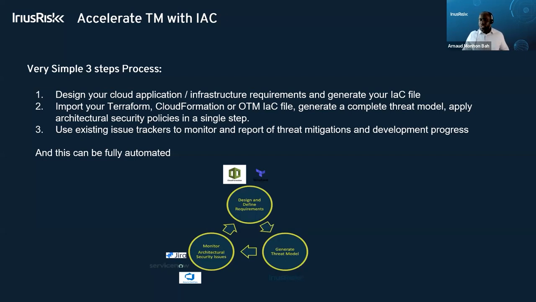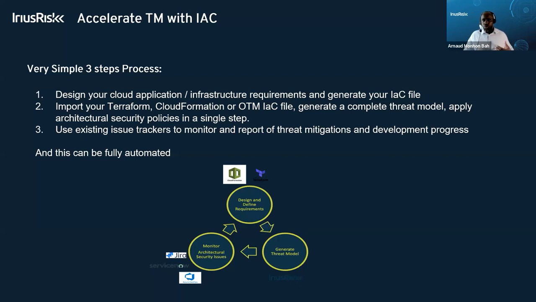And this could be fully automated, right? So you could just create it automatically, then you can provide it using the API, and then IriusRisk will generate all the threats that are relevant to the different environments. So this is how simple it is, just using automation, using a couple of API calls, and you'll be able to do that. So it is a very simple process, but in fact, it has a lot of power.